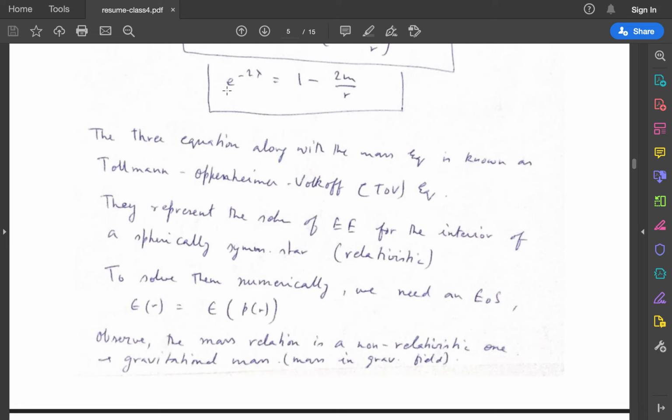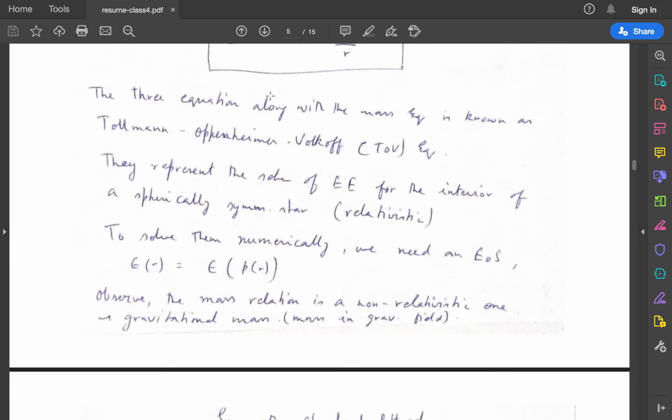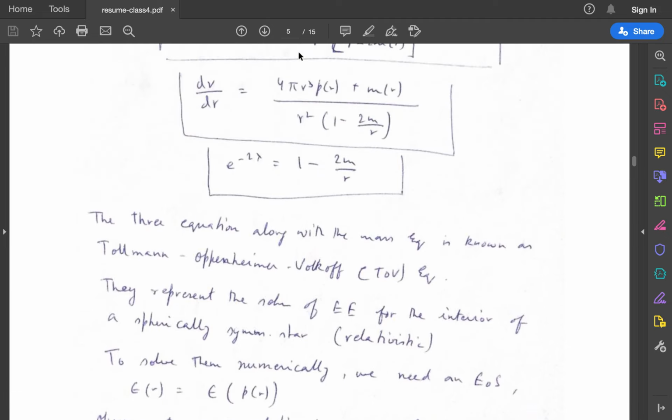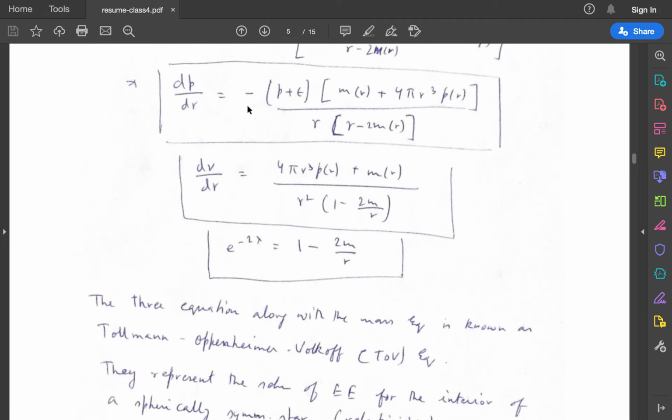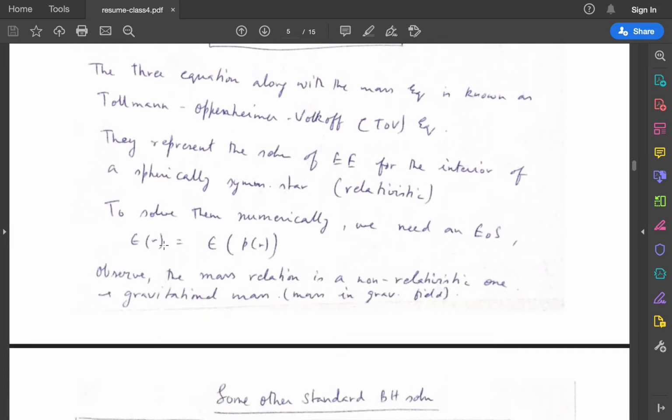We cannot solve these four equations directly. To solve them, you need a relation between epsilon and p, because you remember there are p and also epsilon. That relation is given by the equation of state, which gives the energy density as a function of pressure. Along with this, I can solve the four equations for the solution of the relativistic star.